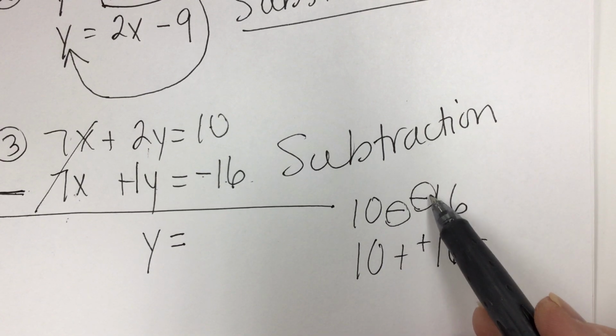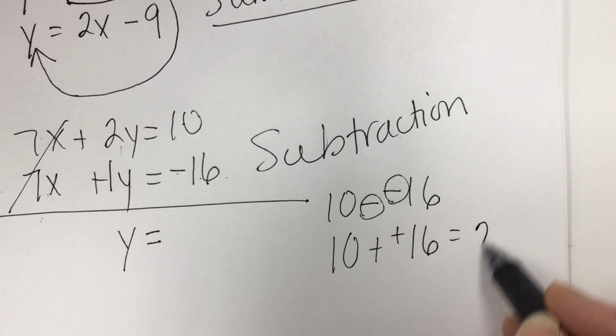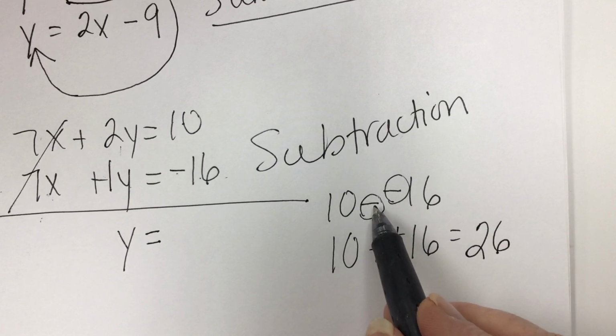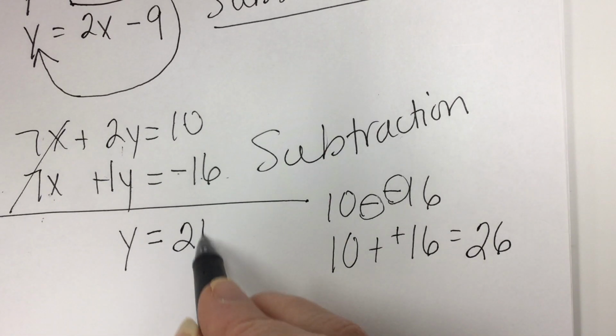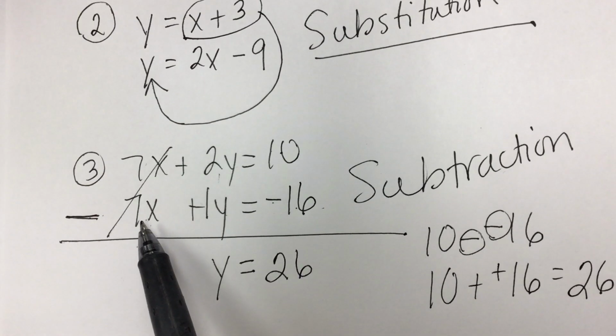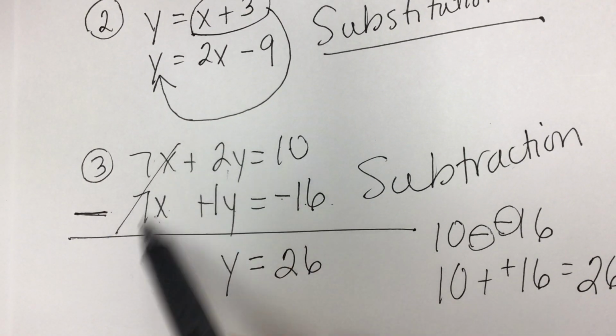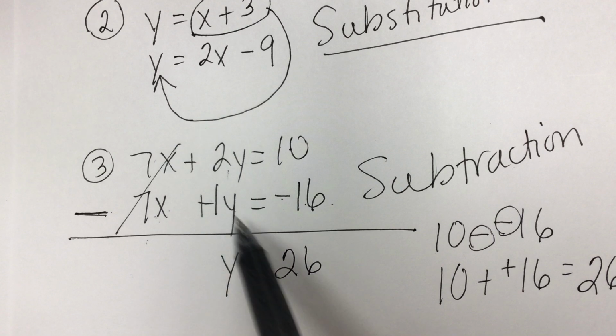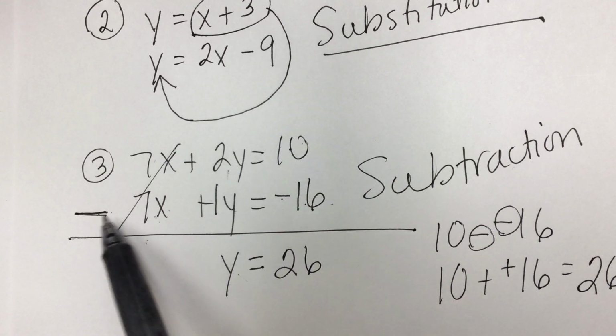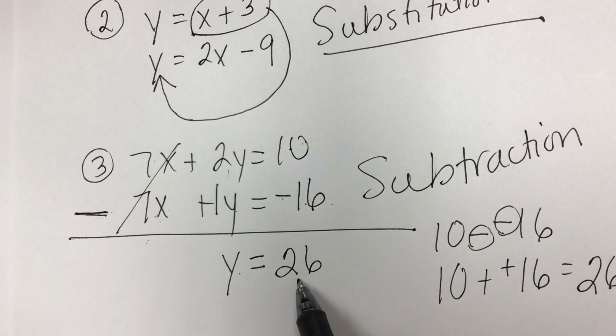Anytime you have minus and negative, that's plus plus, so you would get 26. And you can also do that on your calculator. You get 26. So you're subtracting each one. 7 minus 7 canceled. 2 minus 1 gave me 1. And 10 minus negative 16 gives me positive 26. So I could easily find y.